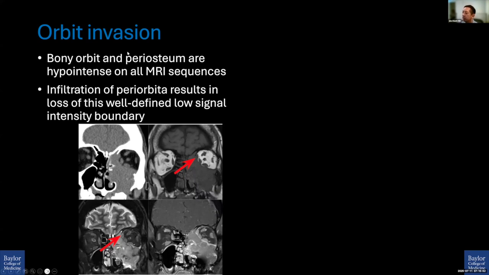The bony orbit and periosteum is hypointense on all MRI sequences. So infiltration of the periorbita results in loss of this well-defined low signal intensity boundary. So here we have a sinonasal mass on the left, and it has eroded the medial and inferior walls of the orbit. And here on both T1 and T2, you can see that there is this hypointense zone, but here we see a breach in that hypointense zone. So this is positive for periorbital infiltration and something that is important to report.